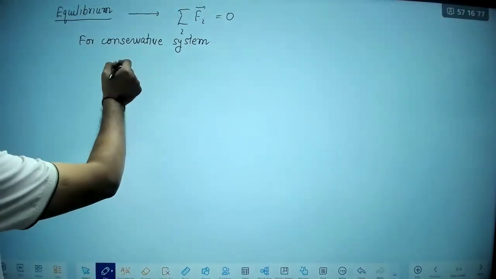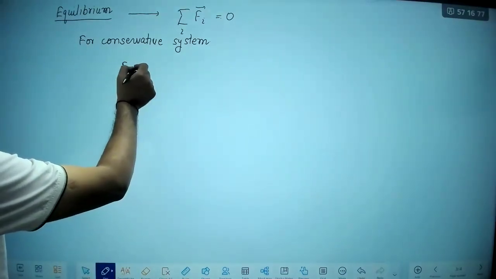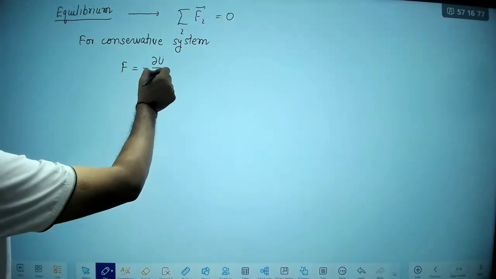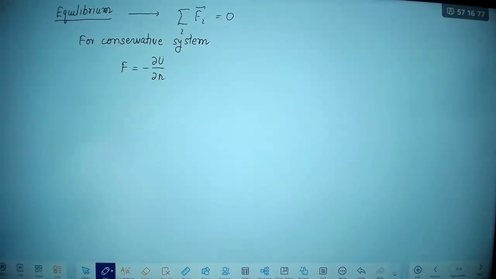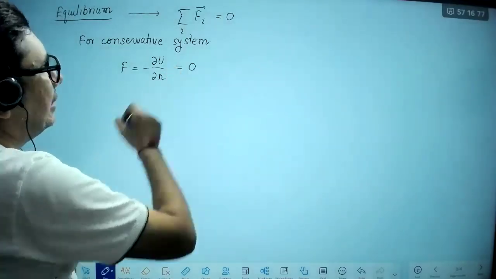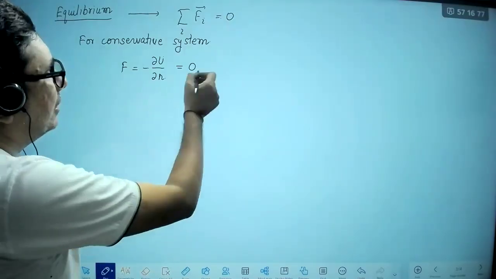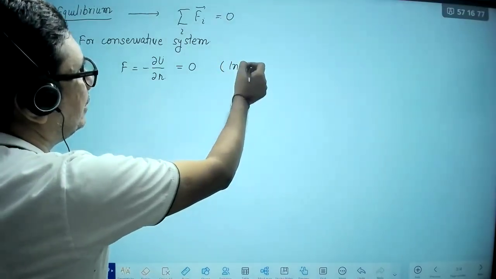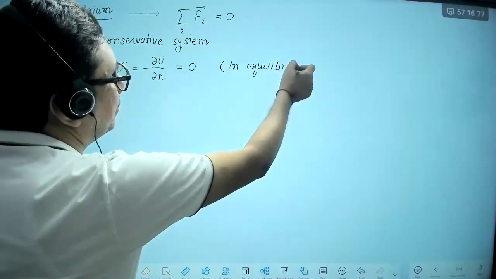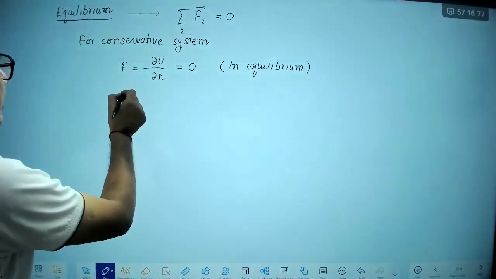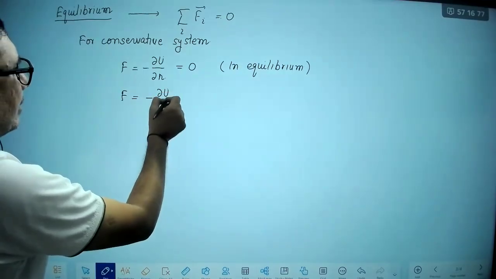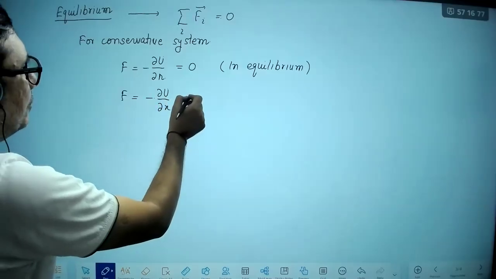So for a conservative system, how do you define force? Force is defined by minus del U by del R. And you are saying in equilibrium, it will be zero. Or even you can write it in terms of x. I'm considering the 1D case, so you can write del U by del x is zero.